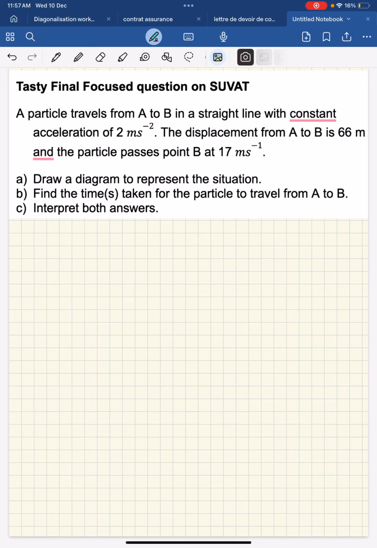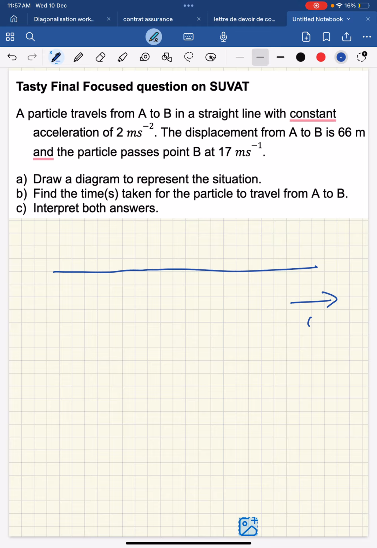Okay, key to this question is drawing a good diagram. Let's get that sorted out. So it's in a straight line. I'll have everything to the right as positive. We've got an A, we've got a B. Let's transfer all the information across.